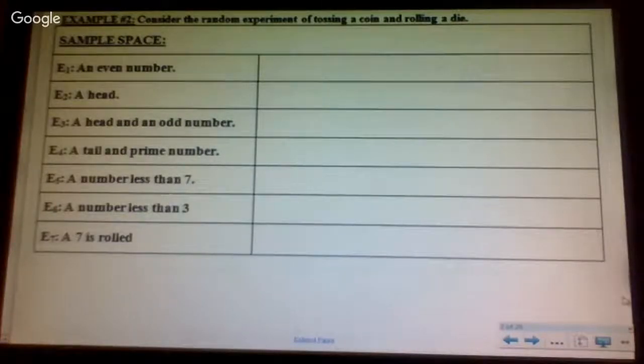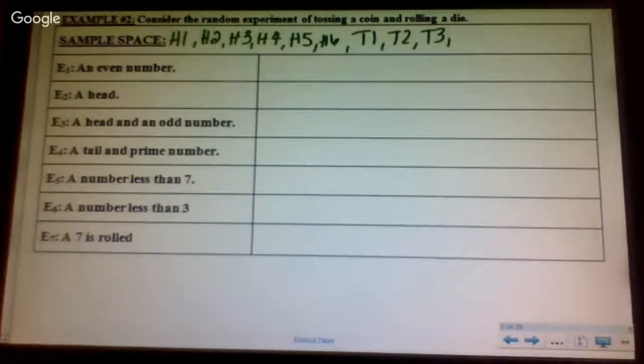Okay. We're tossing a coin and rolling a die. First, let's write our sample space. What can happen? I can toss a coin and land on heads, then 1 through 6. So heads 1, 2, 3, 4, 5, and 6. What else can I do? Tails 1 through 6. Perfect. So tails 1, 2, 3, 4, 5, and 6. That's my entire sample space.